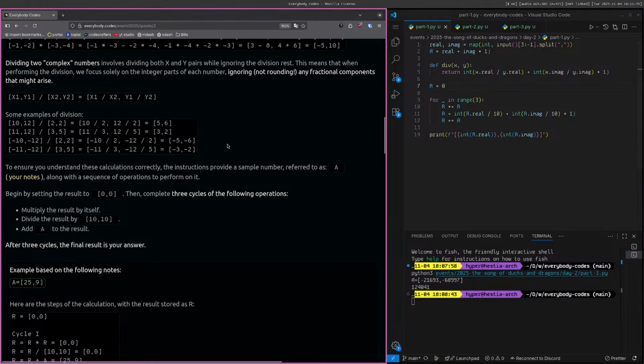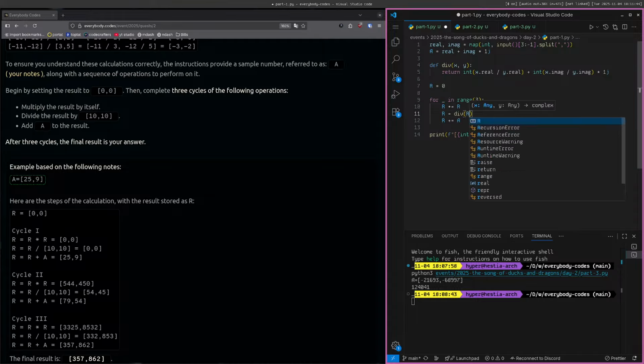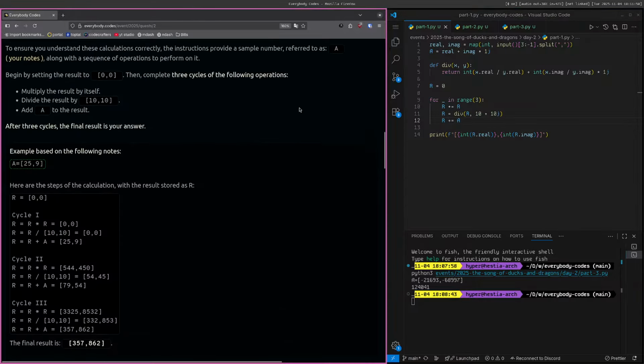And so we start with the result equal to 0 and then do 3 cycles of multiplying the result by itself, dividing the result by 10 plus 10i, and then adding a to the result.